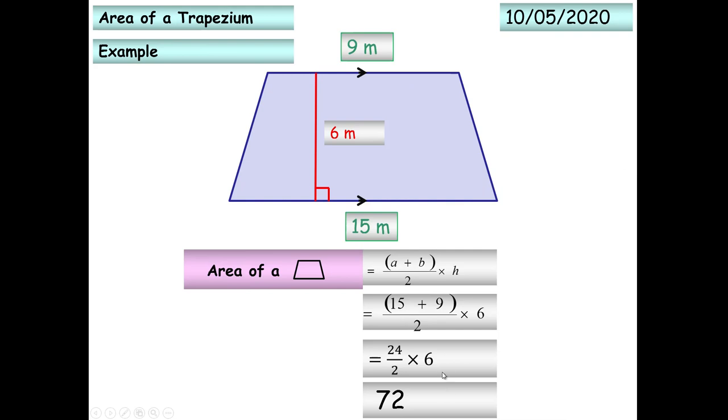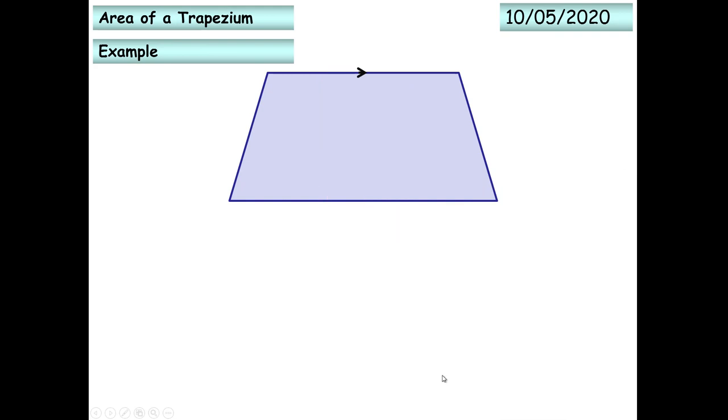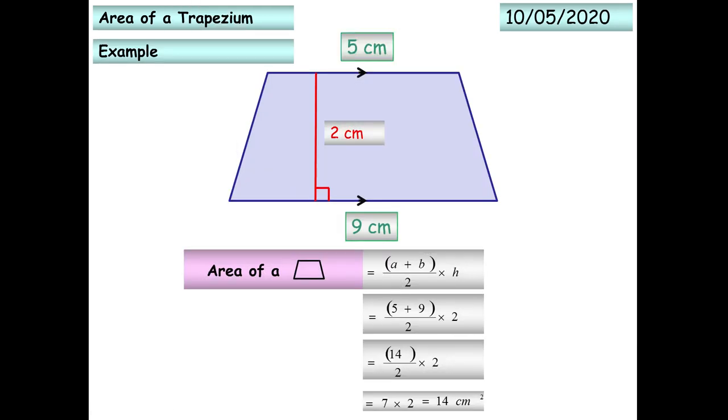So what I want you to do then is to draw this example in your books. So click pause, put this in your books, and then proceed to the exercises there.